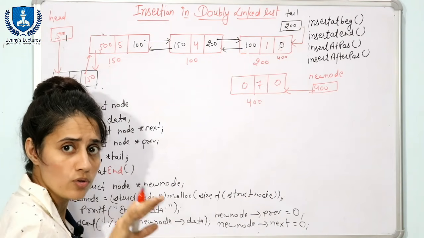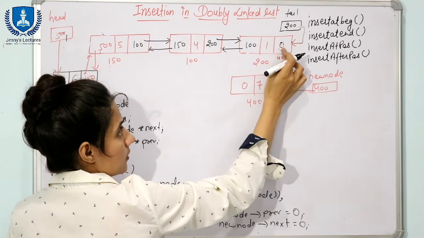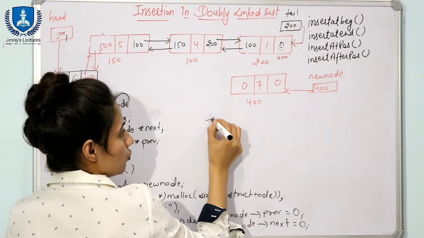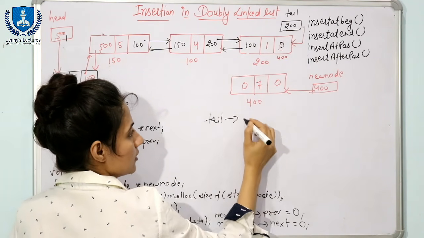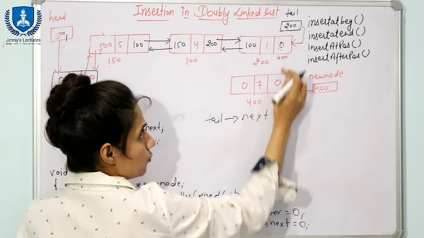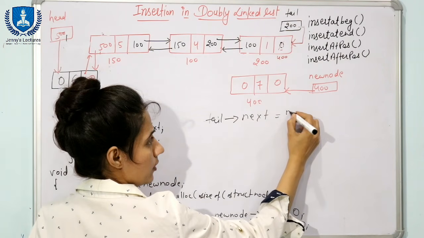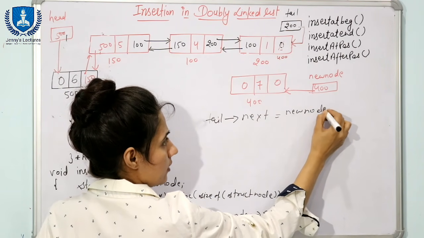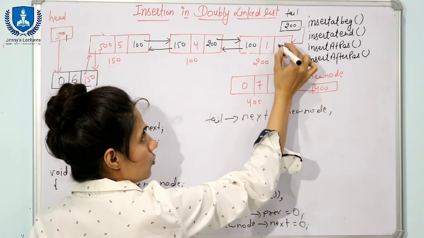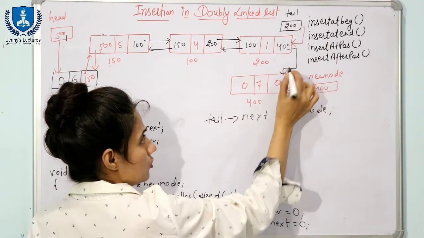So no need to write the while loop for traversing. Simply, how can you access this thing? The pointer to this node is tail. So here you can write tail of next. The name of this part is next, is equal to, from where can I get 400? The address of the new node in the new node pointer is 400. So here I can write new node. So 400 would be stored here now, and this pointer is pointing to this node.